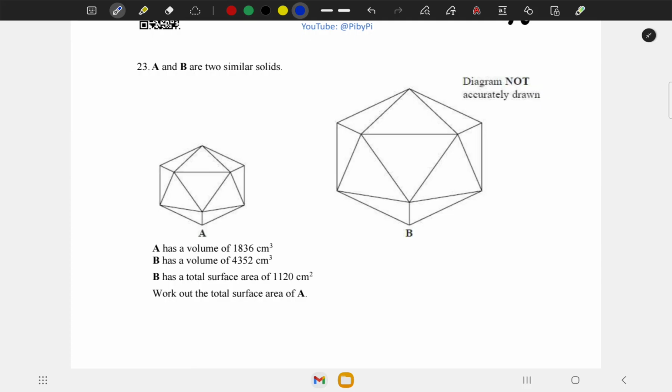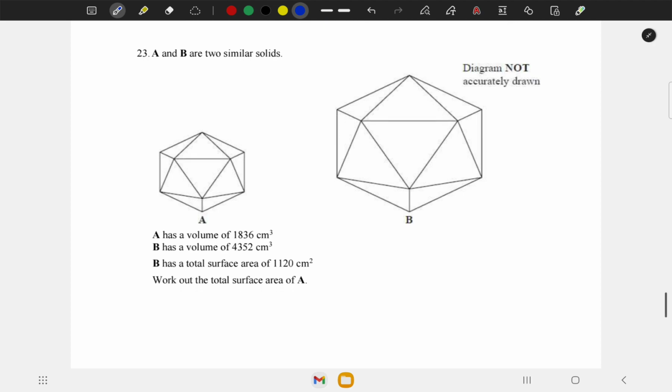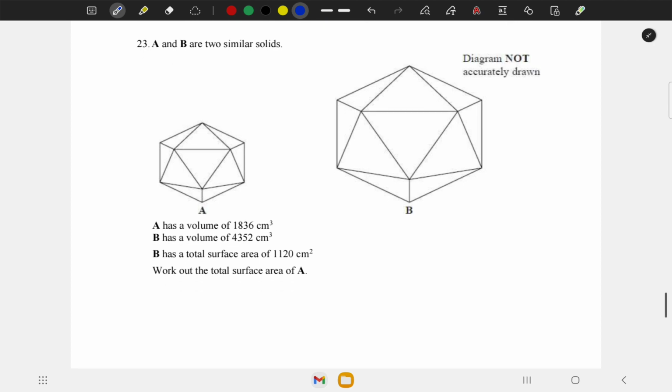A and B are two similar solids. A has a volume of 1836. B has a volume of 4352. You've also been given the total surface area of B to be 1120, and it is asking you to work out the total surface area of A. So this here is similar shapes. You have been given the volume scale factor, which is 1836 to 4352.